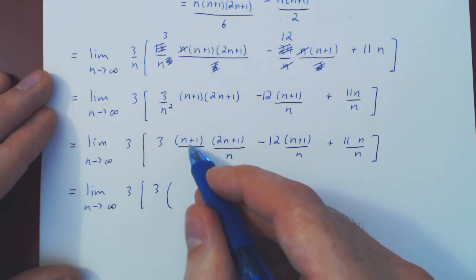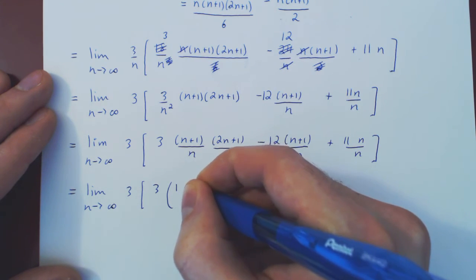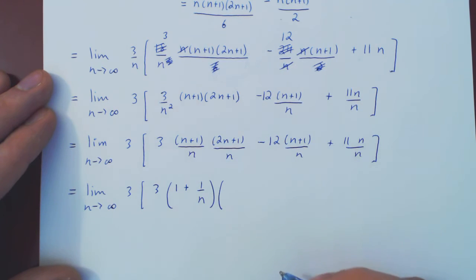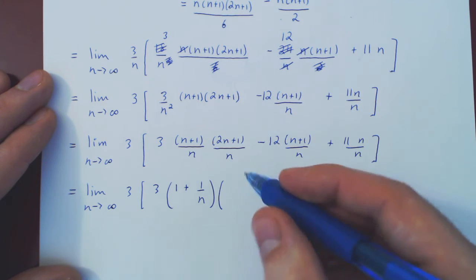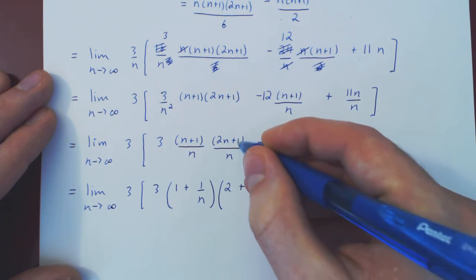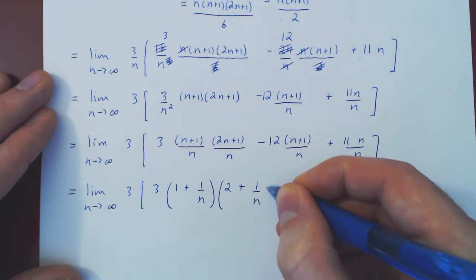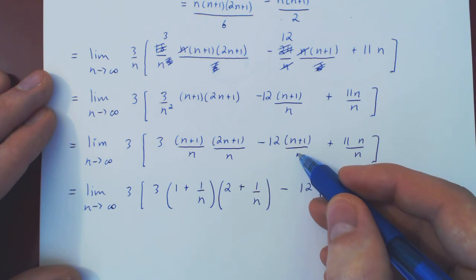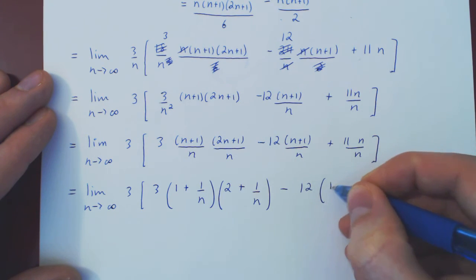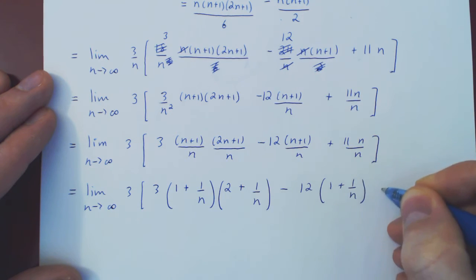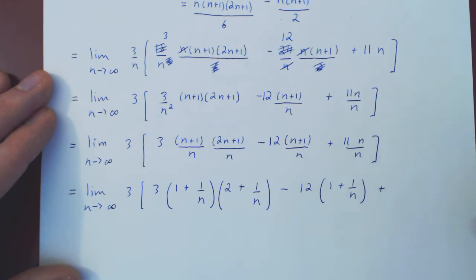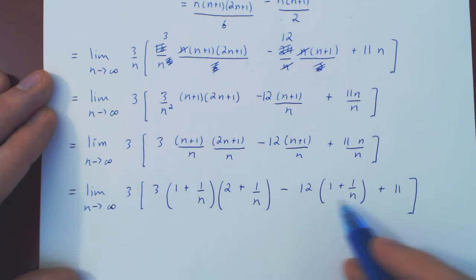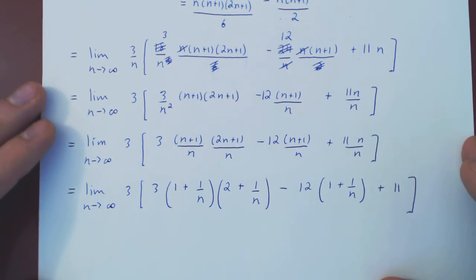Well, n plus 1 over n. N over n is 1 plus 1 over n, so it's 1 plus 1 over n, times 2n over n is 2 plus 1 over n, minus 12 times n over n is 1 plus 1 over n, so 1 plus 1 over n, plus 11, n over n is 1, so it's just plus 11. And once that's done, you'll see we have a trivial limit now.